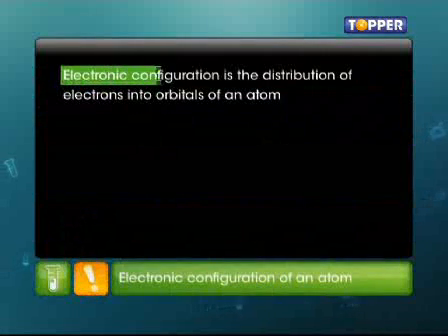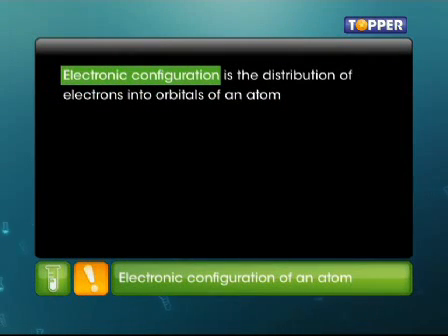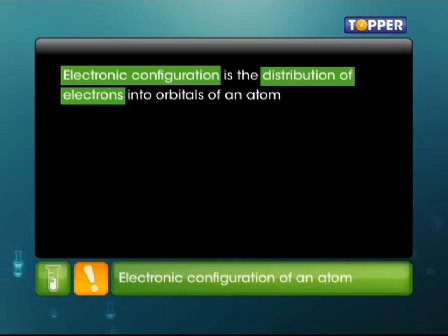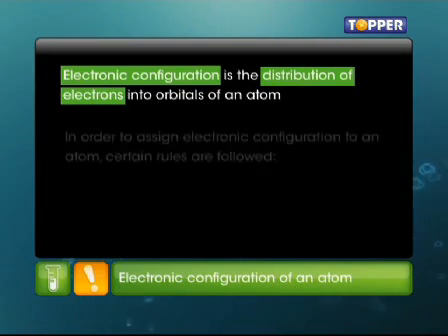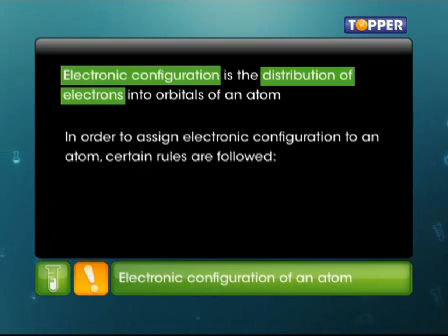We know that each atom has a different number of electrons. So how do we locate these electrons for various atoms? And is there a way to denote their location? Yes, there is, and it's called electronic configuration. The electronic configuration of an atom is a form of notation which shows how the electrons are distributed among the various orbitals. In order to assign a configuration to an atom, one must follow certain rules.